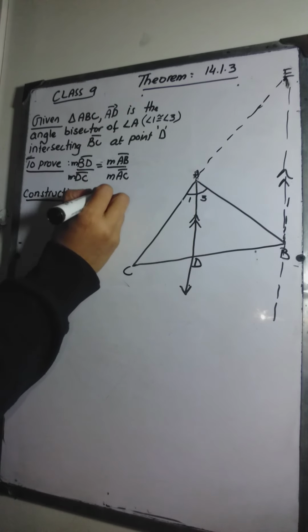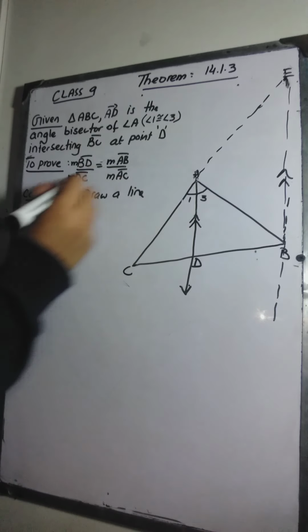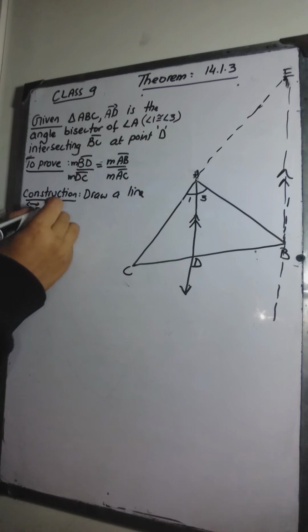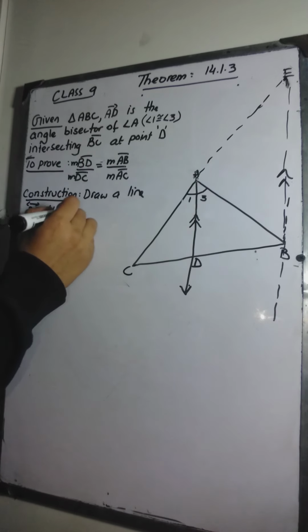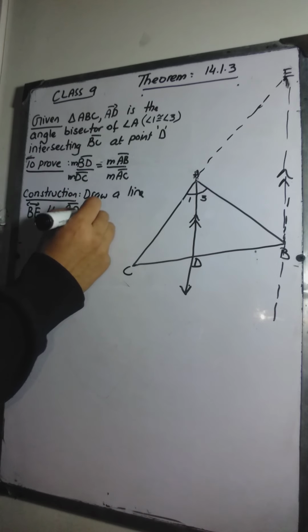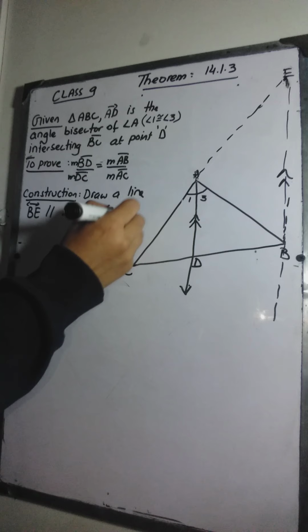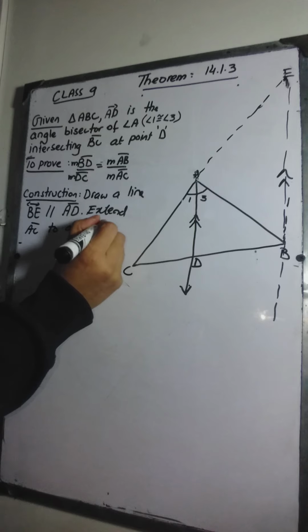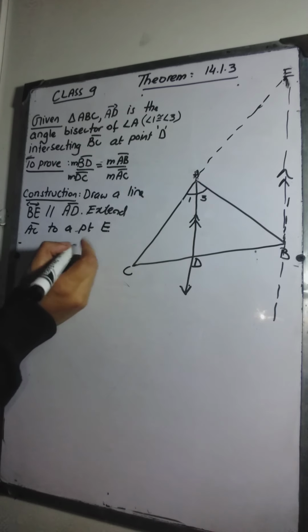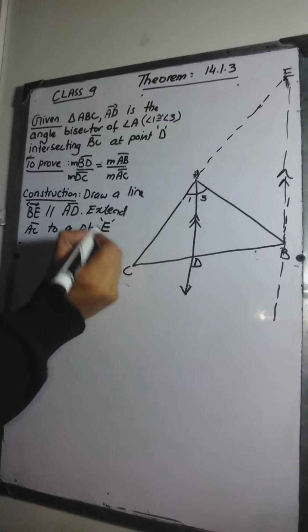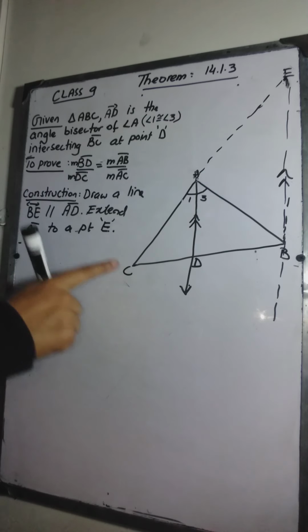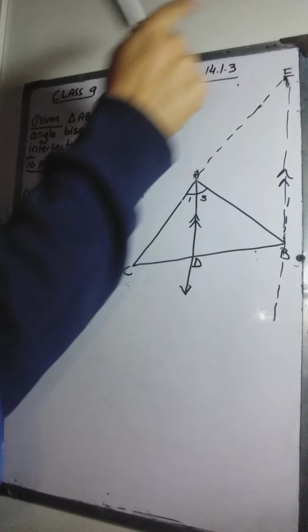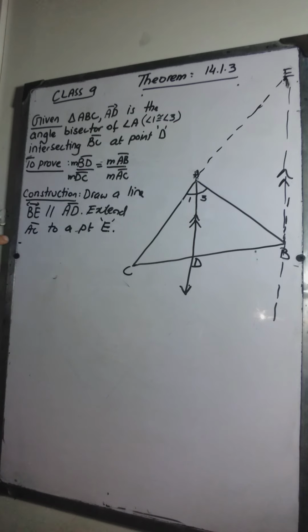Draw a line BE parallel to AD, and then extend AC to a point E. You are going to extend this side AC until it meets the line BE at the point E. You can write this as well, and this is also enough to write.